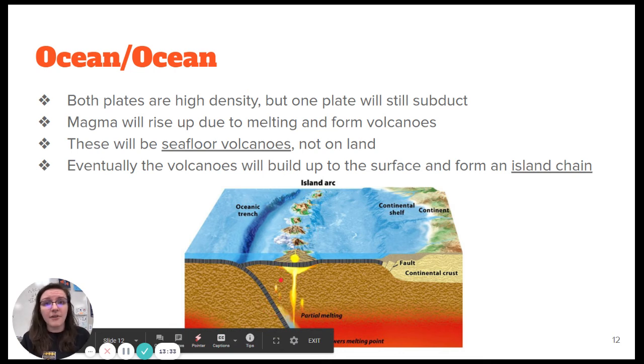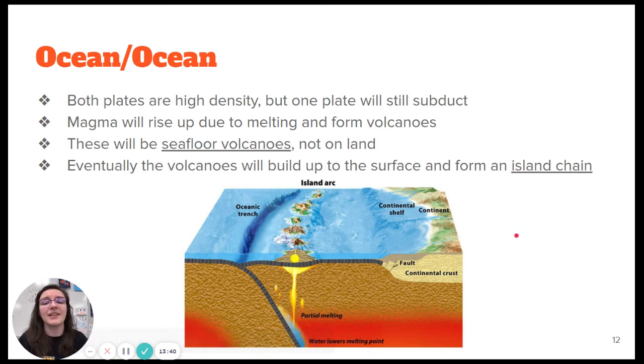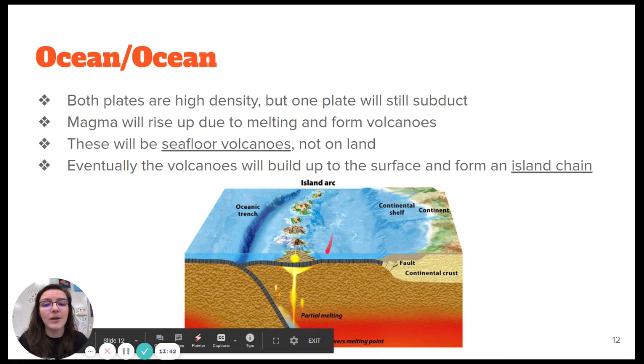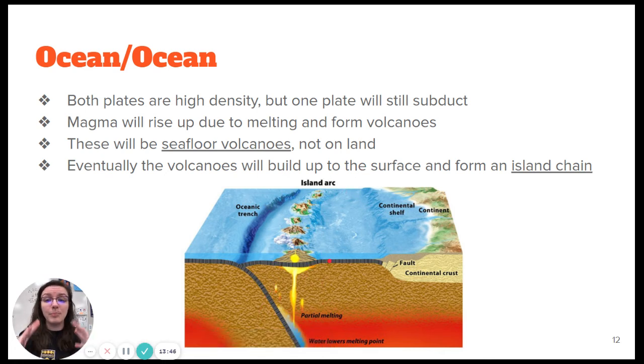There's not land for the volcanoes to be on yet because the continent is farther away. We've got ocean meeting ocean here. So the volcanoes are going to form in the ocean and eventually build up to the surface and form an island chain. So you get a deep sea trench and islands or volcanic islands at an ocean-ocean boundary.